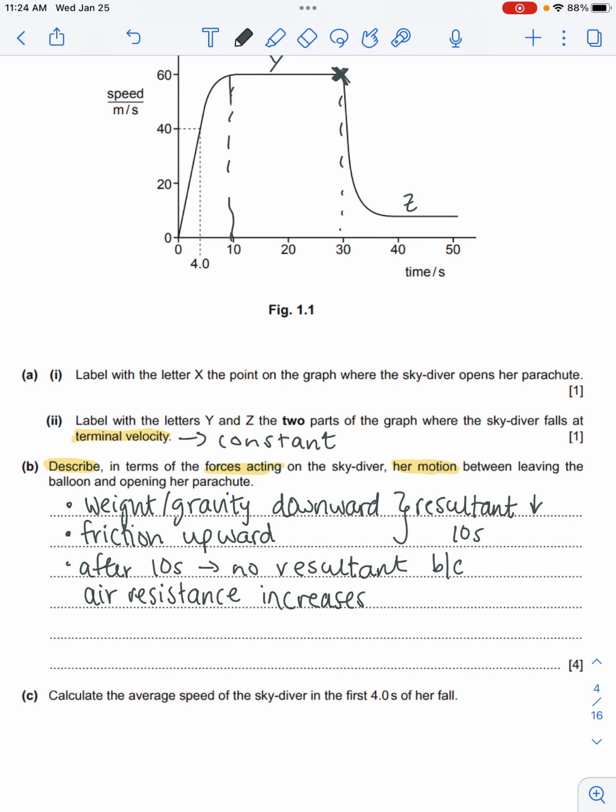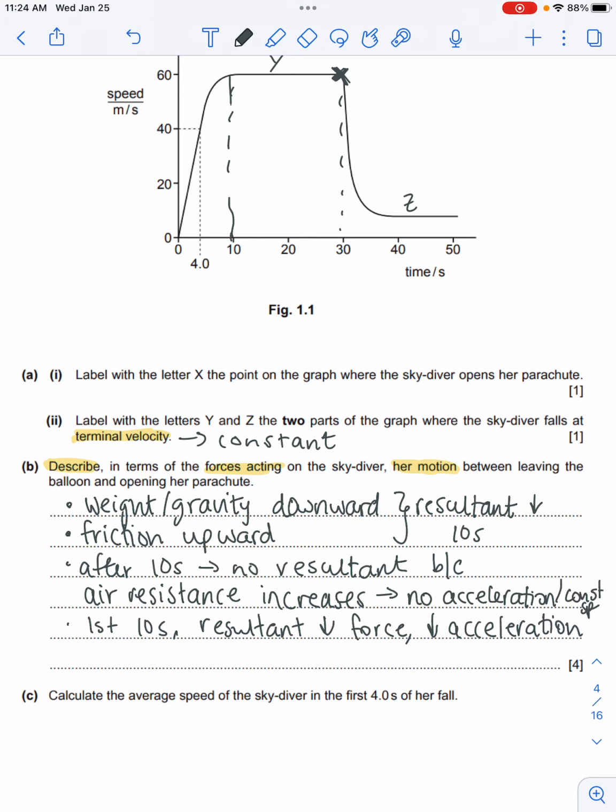Now we want to talk about her motion. We haven't done that yet. So during the first 10 seconds, when there is a resultant downward force, there is a downward acceleration. So that's the part that refers to the motion rather than just the forces. But then after 10 seconds, when there is no resultant force, there is no acceleration, only constant speed, or terminal velocity. So that's where your marks come from.